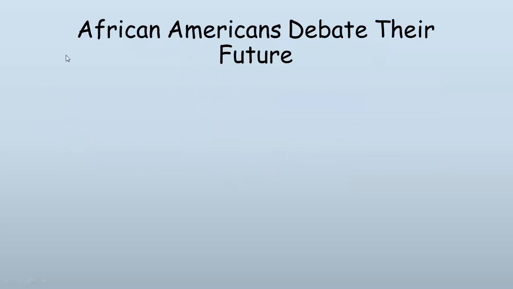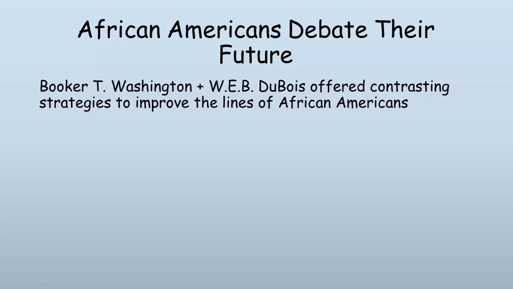All right. There's two leading African Americans up until kind of your Dr. King years and your Malcolm X years. So who are the two guys you should know early on? Well, that is Booker T. Washington and W.E.B. Du Bois. And they offer two different strategies to improve the lives of African Americans. I'm going to fix that. It should be lives, not lines, lives.